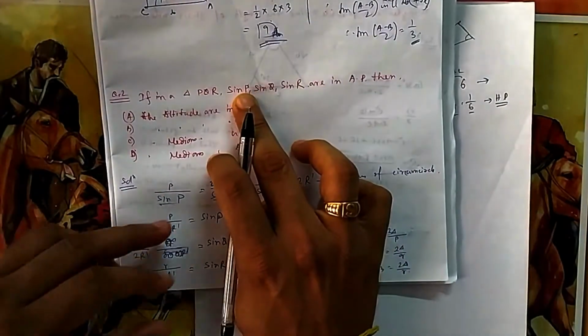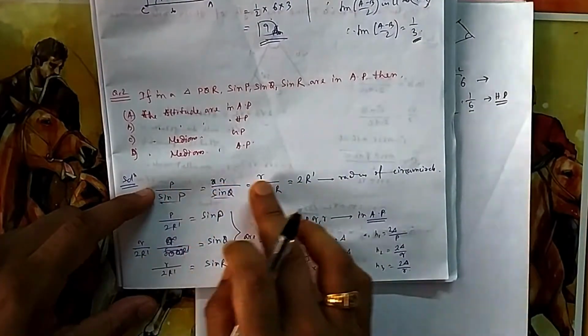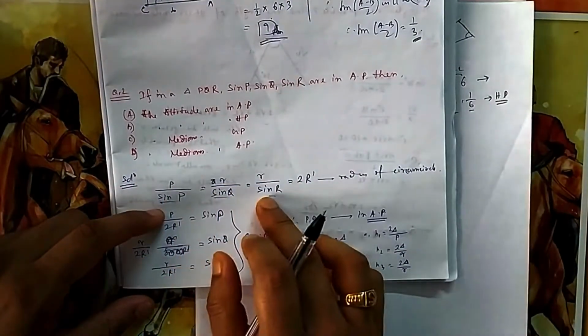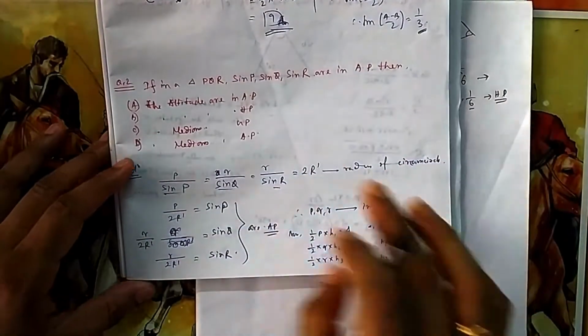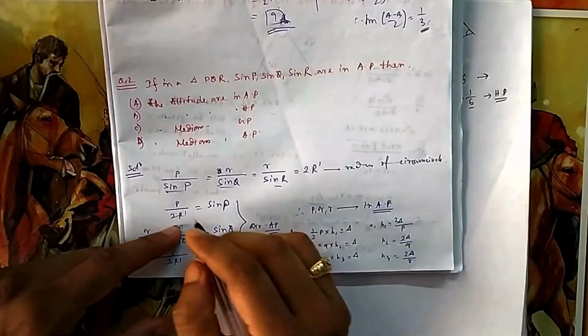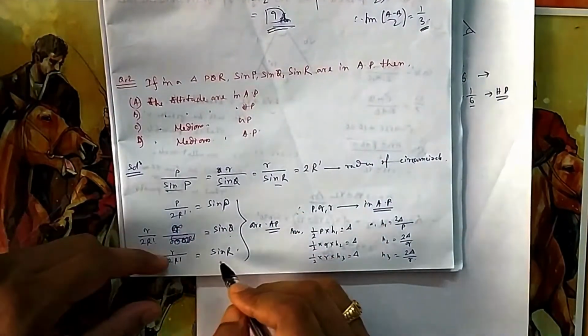So what is the relation between sine of an angle and your sides? This is the relation. Small p, small q, small r are the sides. sin p, sin q, sin r is equal to 2R, or R dash, whatever. R dash is your circumradius. That means what will be sin p? p by 2R. What will be sin q? q by 2R. What will be sin r? r by 2R.